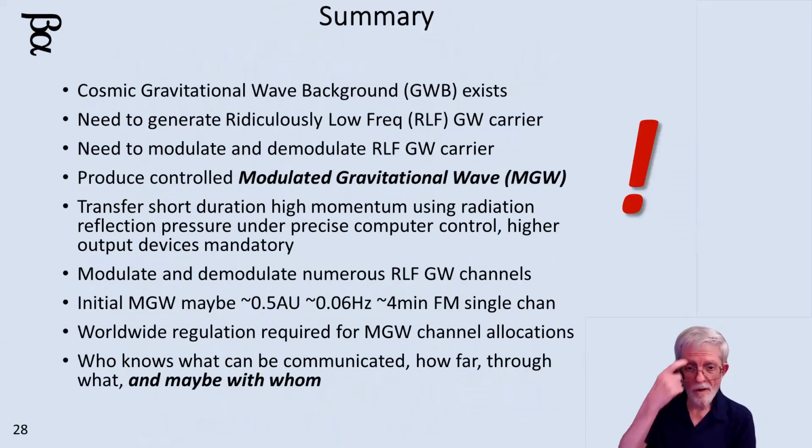So in summary, the gravitational wave background exists. It's been recognized. They need to create new ways to generate low frequency gravity waves and create a carrier for that. And then once we have a controllable carrier, you can produce modulated gravity waves and put some data on it, put some signal on it.